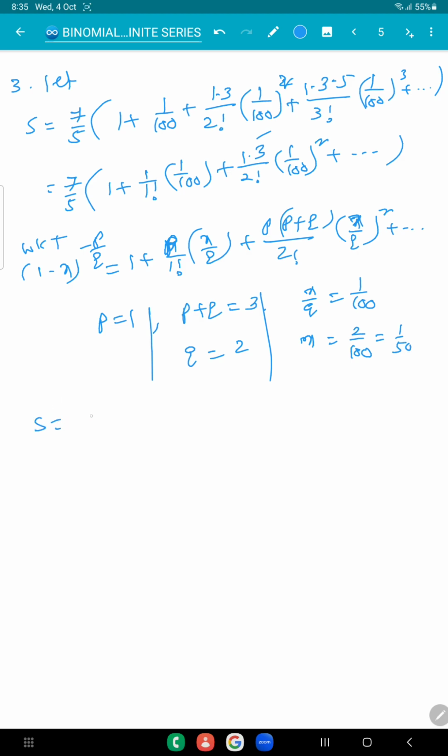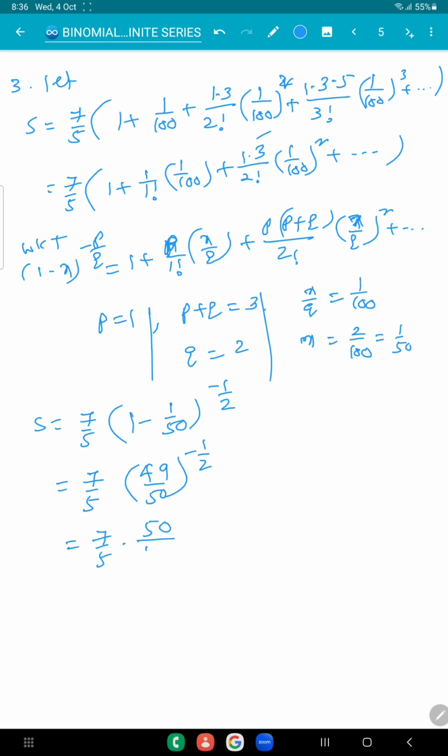So therefore s becomes 7/5 times of (1 minus x) to the power minus p/q, that is (1 minus 1/50) to the power minus 1/2. So 7/5 times of (49/50) to the power minus 1/2, which is equal to 7/5 times of (50/49) to the power 1/2. So that is equal to 7/5 times of root 50, which can be written as 5 root 2, by root 49 is 7. The 7s cancel, the 5s cancel, and that is equal to root 2.